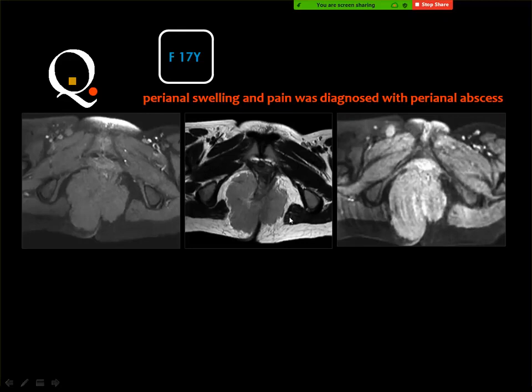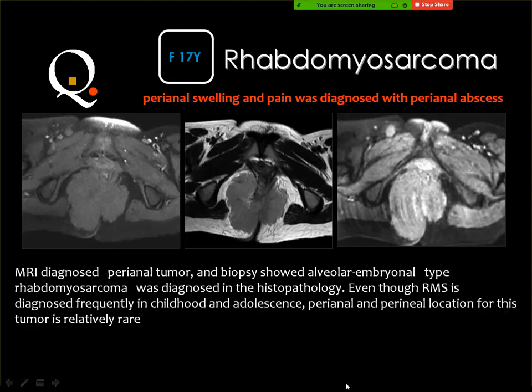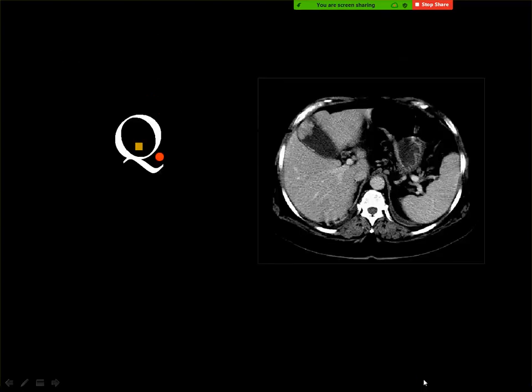Is this an abscess? No. It's a tumor. Yes. What do you think of such a tumor in this location, in this age? It's not related to this. Yes. And this is rhabdomyosarcoma, which is well known in this young age, and this is also one of the well-known locations.